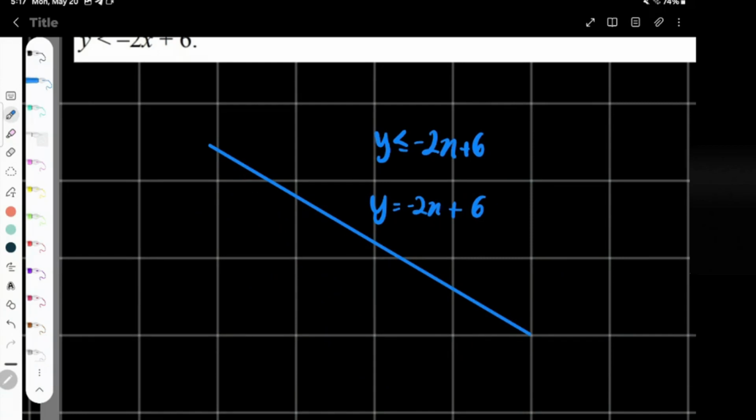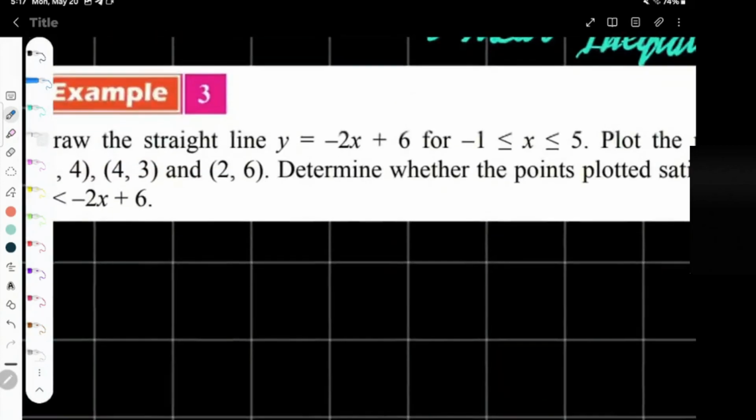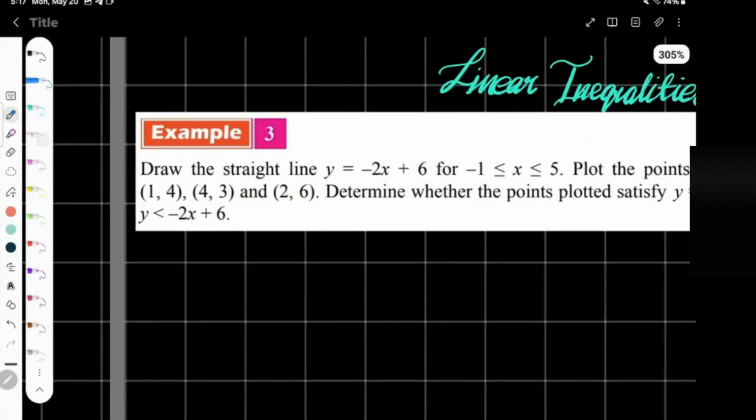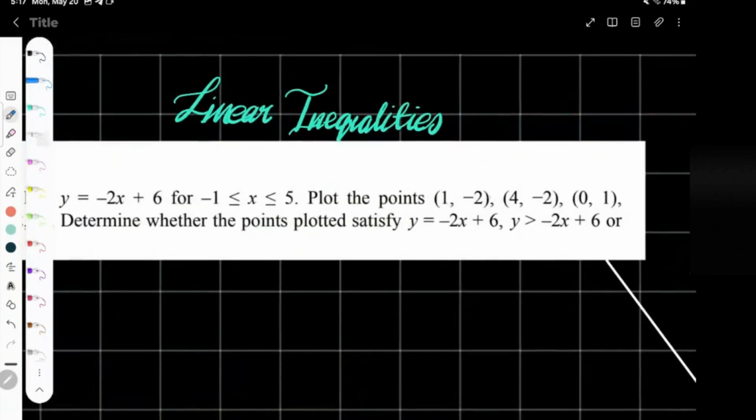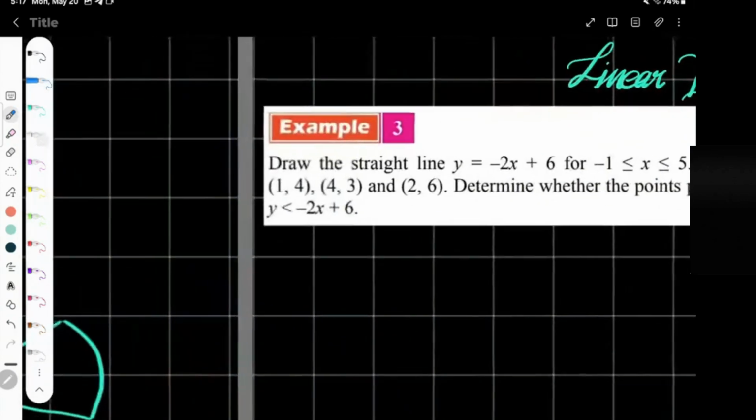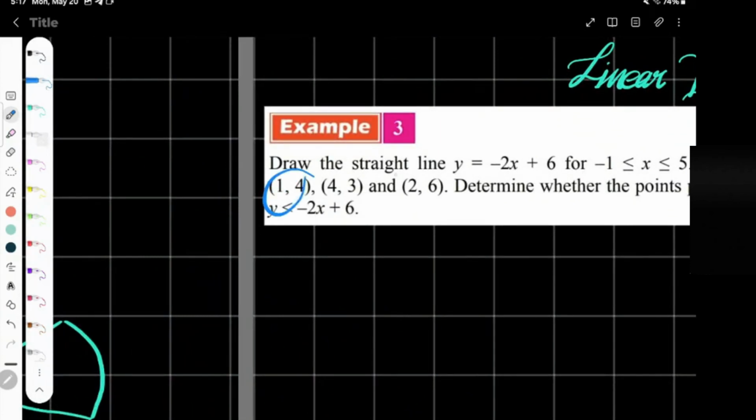Yes. Okay, so let's do this question. Draw the straight line y equals negative 2x plus 6 for this range. They give you a range and then you plot this line. I'm too lazy to do all of this, so I'm just going to do this one, this one, and this one.